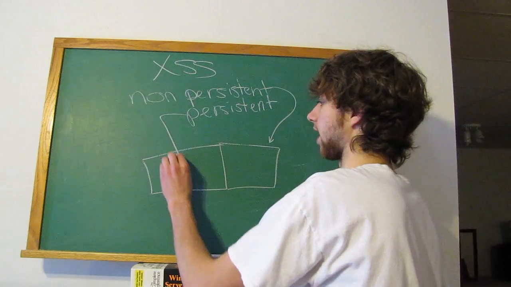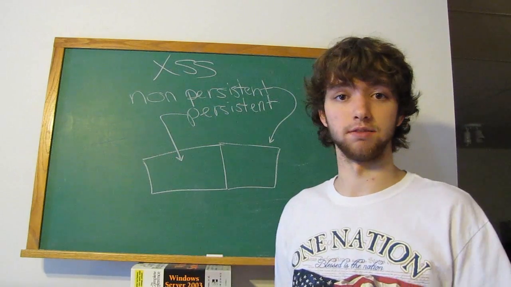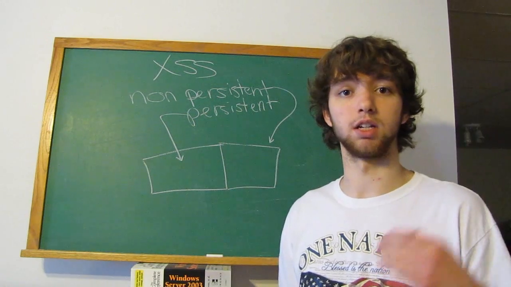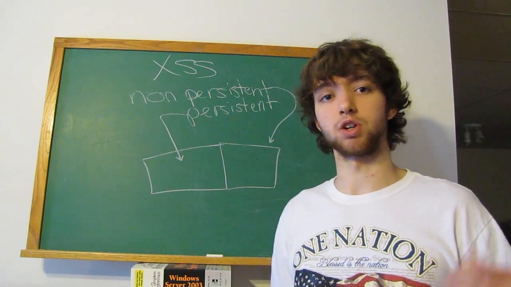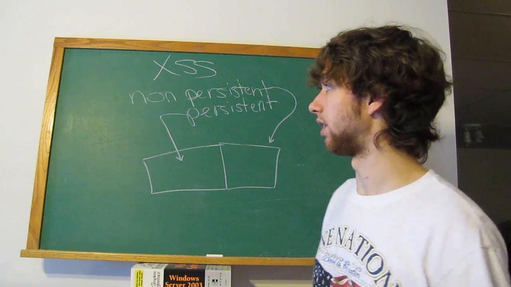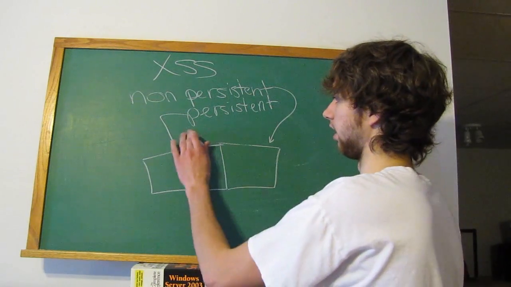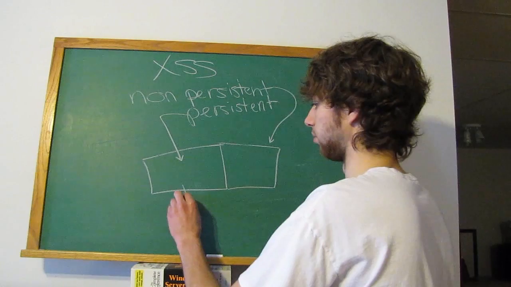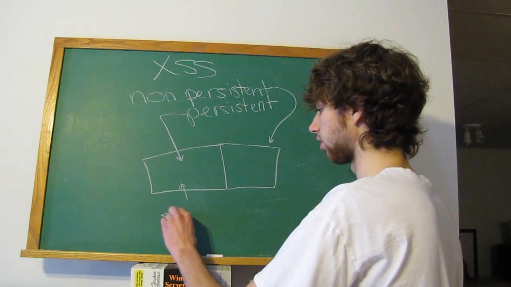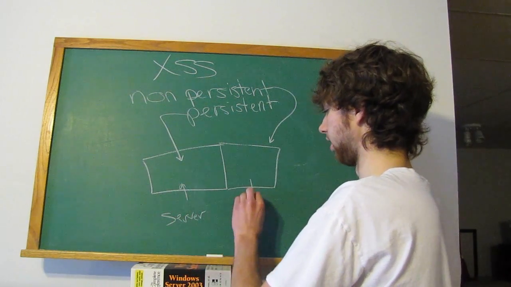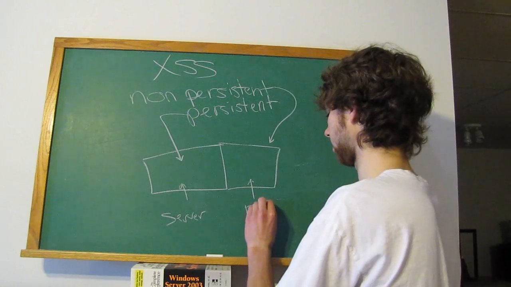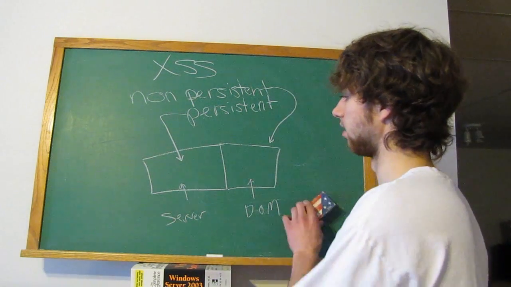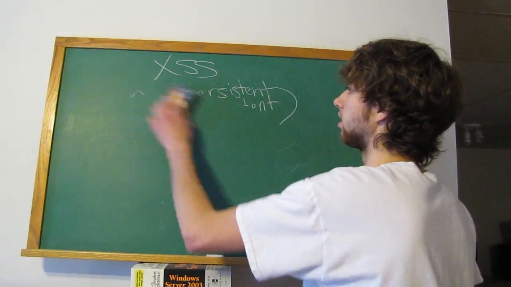A persistent attack actually affects database information, such as an About Me on a website. If you can hide code in that About Me, which other people are going to view, that's an example of a persistent attack. We also define these as this side would be server, and this side would be a DOM attack, DOM. So those are your basic types of cross-site scripting.